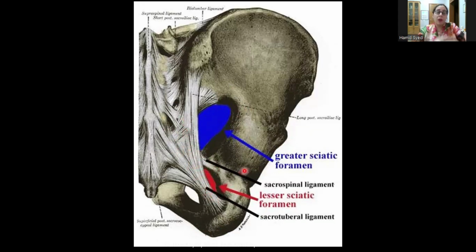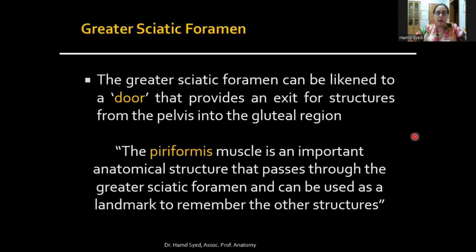Now, these two foramina are extremely important because they are, you could say, the passageways for very important structures between different regions of the body. The greater sciatic foramen can be likened to a door that provides an exit for structures from the pelvis into the gluteal region. Now, the piriformis muscle is an important anatomical structure that passes through the greater sciatic foramen, and this can be used as a landmark to remember the other structures.